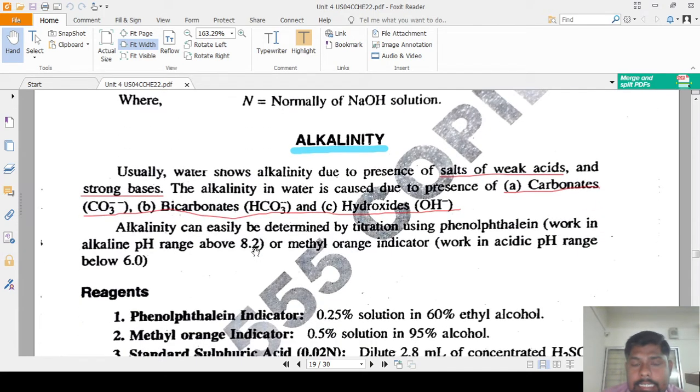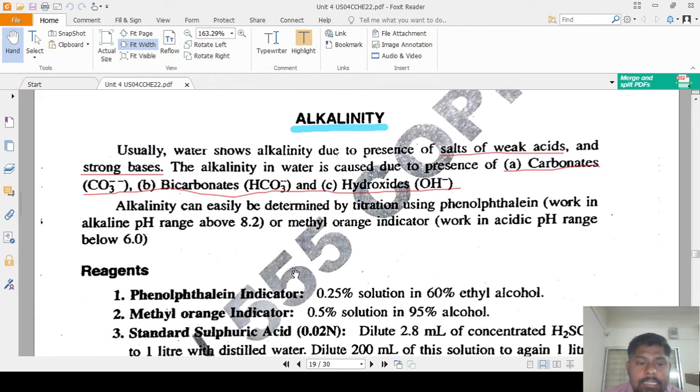Then alkalinity, that is the opposite of acidity. Why does water become alkaline in nature? That is due to the presence of salts of weak acid and strong base. The main ones are carbonates CO3 2-, bicarbonates HCO3 -, and hydroxide OH -. Alkalinity can easily be determined by titration using phenolphthalein. That is also an acid base titration, but here the most important thing is that the alkaline pH range must be above 8.2.